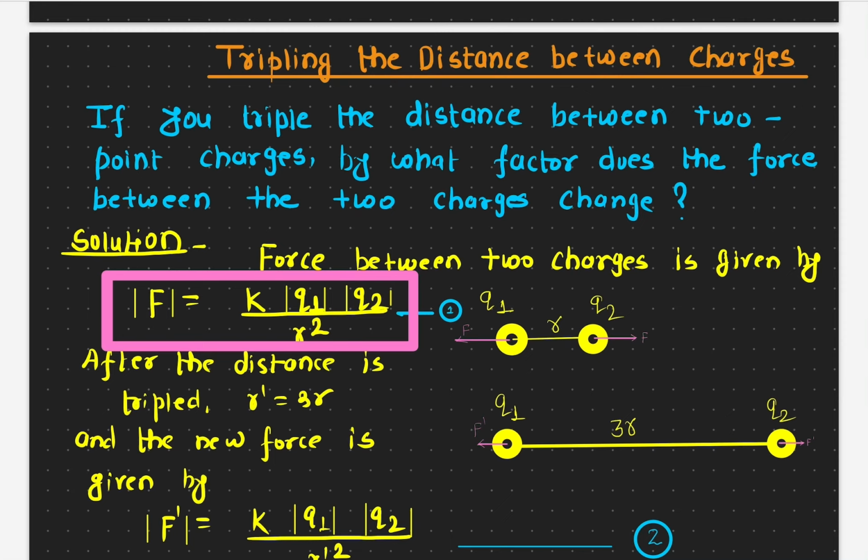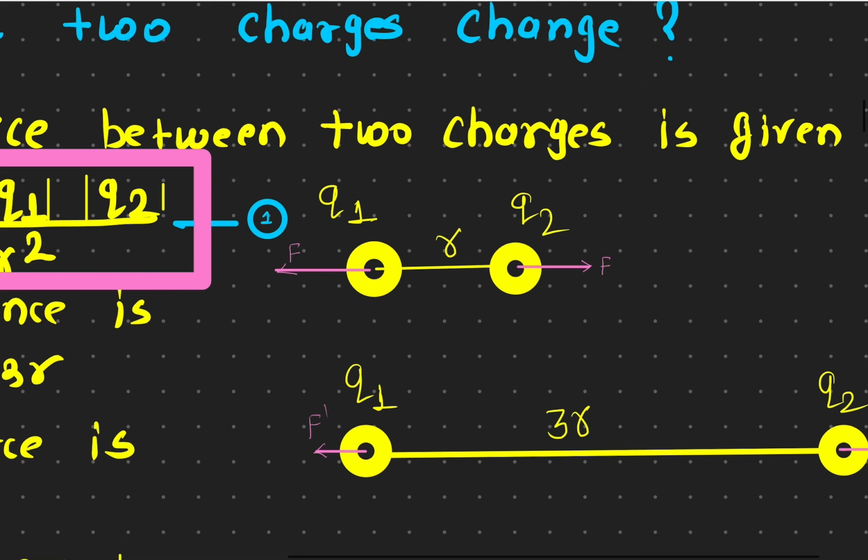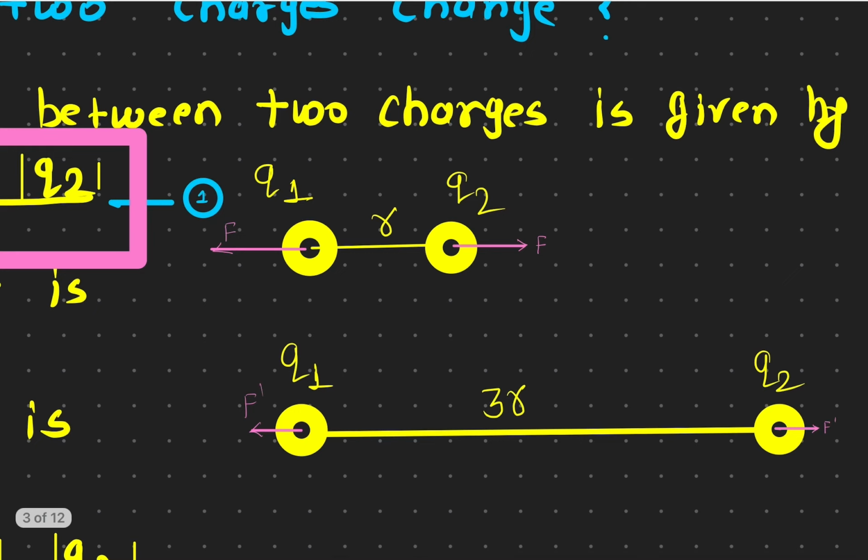So let's say we have the two charges Q1 and Q2, and these two charges are, let's say, positive charges, just an assumption. And these two charges are separated by a distance r. Now, keeping the magnitude of these two charges exactly the same, so these two charges are exactly Q1 and Q2. Now I have tripled the distance.